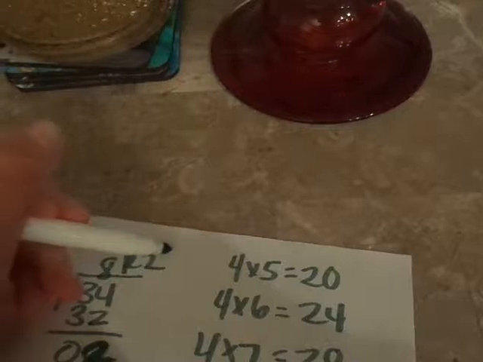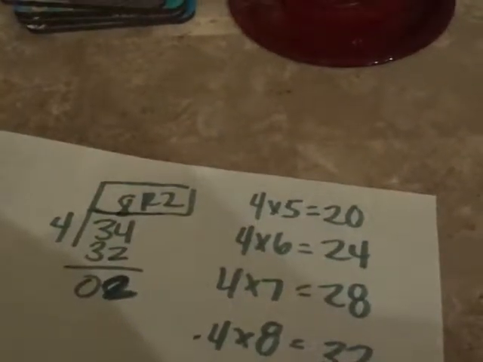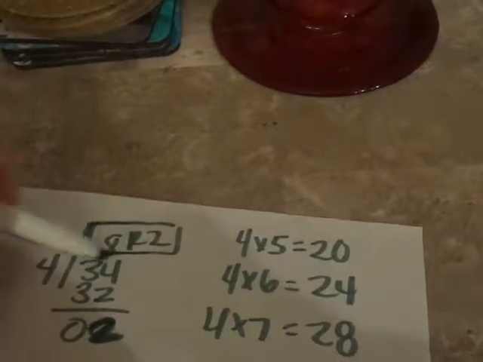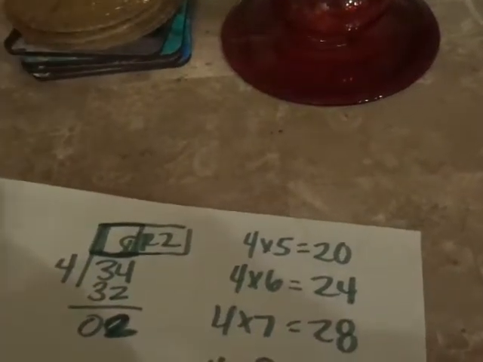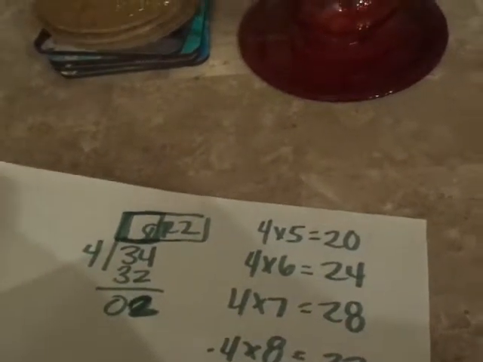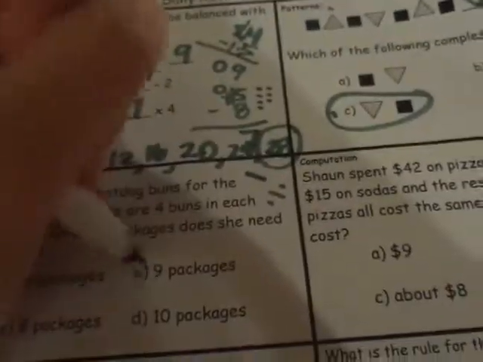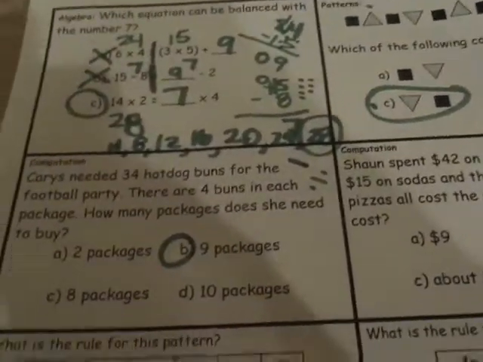Sorry. 4 minus 2 is 2. 3 minus 0. So we have a remainder of 2. Now remember, that means 2 people are not going to get hot dog buns. So we have to buy another package. Right now we have 8 packages, but 2 people aren't going to get buns. So we have to buy another package, which means we would have to buy 9 packages. Can't have someone not eating their hot dog in a bun.